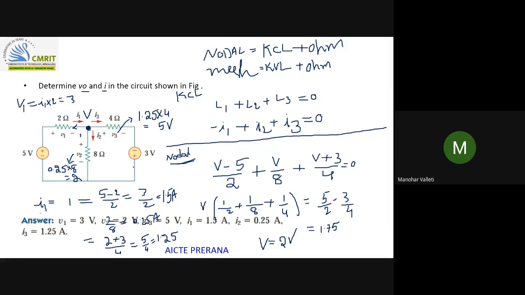Any doubts in this? For finding all the voltages and currents in the circuitry, simply I will apply a mesh. You see, with the help of only two equations you got the entire solution, instead of applying separate KCL and again there the distribution. So that's why nodal is easy. Moving on to the next problem.